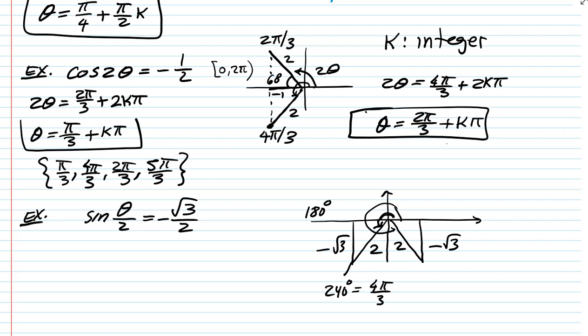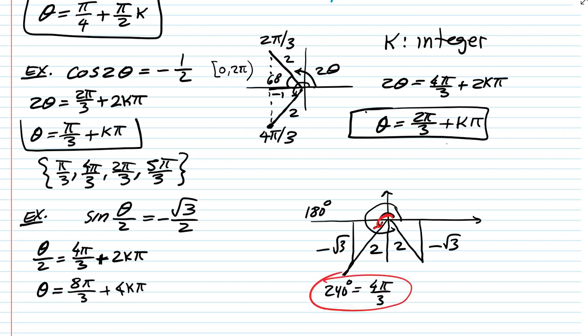Okay, 4 pi over 3. I'm going to set the argument of the sine, theta over 2, equal to 4 pi over 3 plus 2k pi, which allows for multiple rotations around the circle. Multiply everything on both sides by 2. This will give me 8 pi over 3 plus 4k pi. That will pick up all infinite number of solutions. Okay, and that takes care of this angle, the one I just did, the 4 pi over 3.